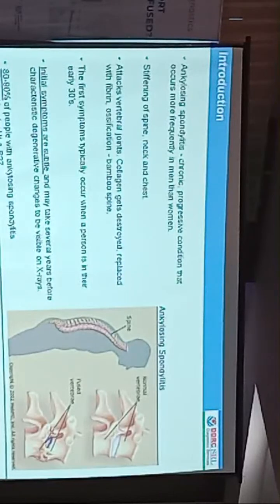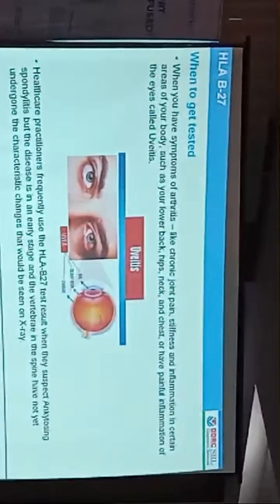So, 80 to 90% of patients with ankylosing spondylitis have HLA-B27 positivity. So, when do you get tested for HLA-B27? As I said, with all those features, joint pain, stiffness, inflammation, and even if in the eyes you have uveitis, you should do an HLA-B27 test.